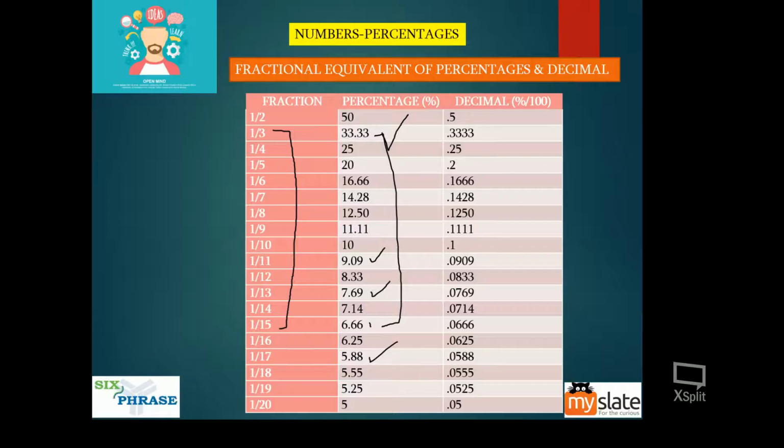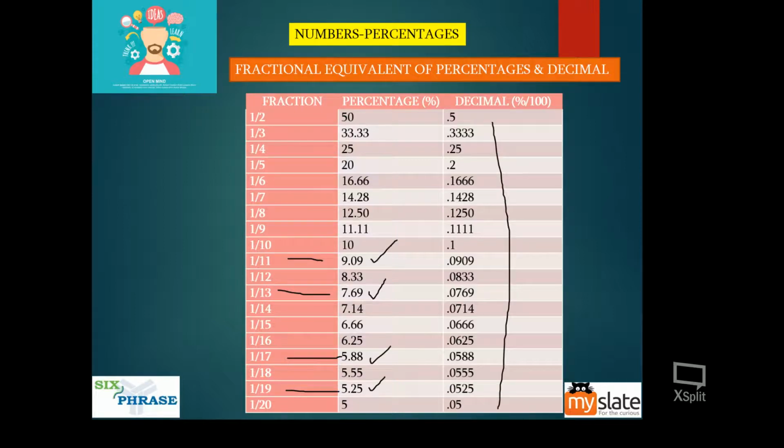But the other numbers, the numbers that I am marking with a tick mark: 7.69, 5.88, 5.25. Just these three numbers, 1 by 13, 1 by 17 and 1 by 19, maybe 1 by 11 also. These four numbers I want you to learn by heart. So mug it up, so that whenever I say 1 by 11, you should be able to say it is 9.09 percentage. Whenever I say 1 by 19, you should say it is 5.25 percentage. Whenever I say 1 by 17, you must say it is 5.88 percentage, and 1 by 13 is 7.69 percentage.